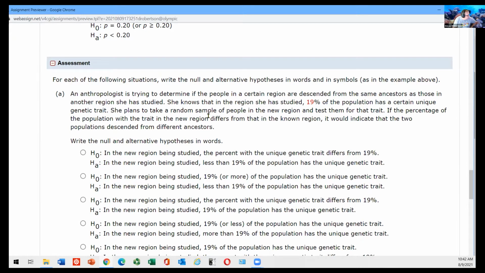And as I carry on with the story, she plans to take a random sample of people in this new region that she thinks are probably related in some way. And she tests them for this trait. If the percentage of the population with this trait in the new region differs from that of the known region, it would indicate that the two populations actually have different ancestors. Right.